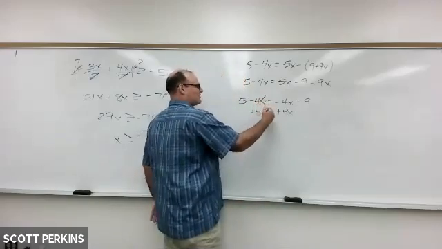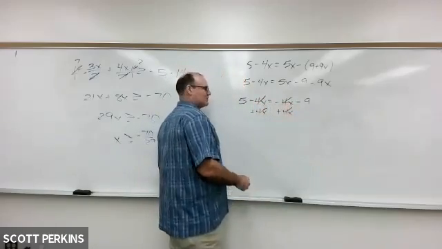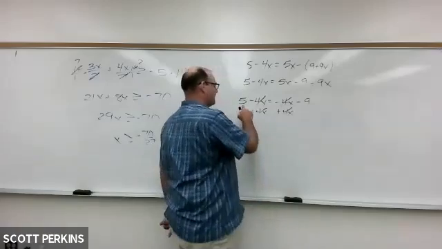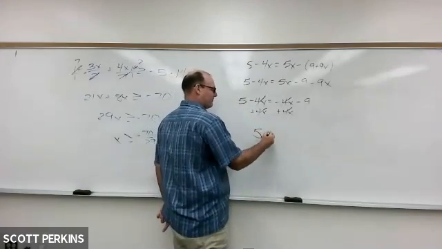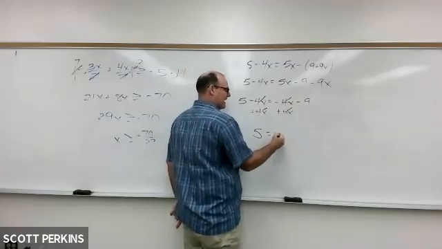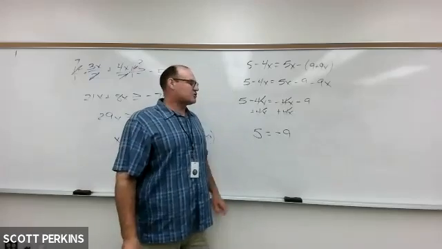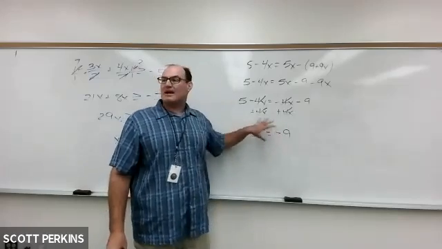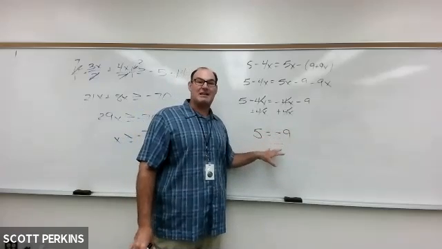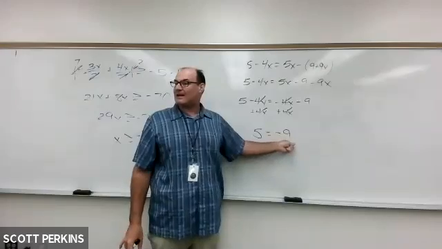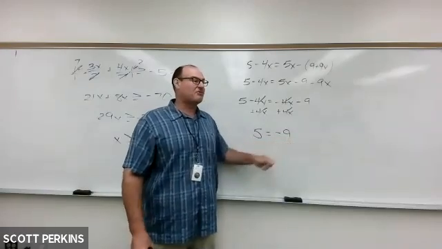Okay, so everything's canceled. So I'm just going to write what's left over. On the left, I've got 5. On the right, I've got -9. Notice there's no more x's. There's no term here with an x. There's no way for me to make both sides equal. Is 5 equal to -9? Is that a true statement? No, that's a false statement.